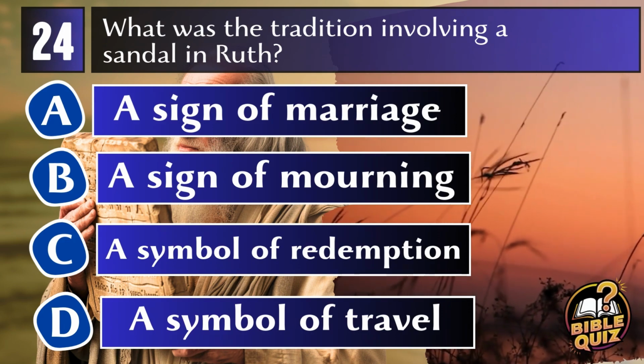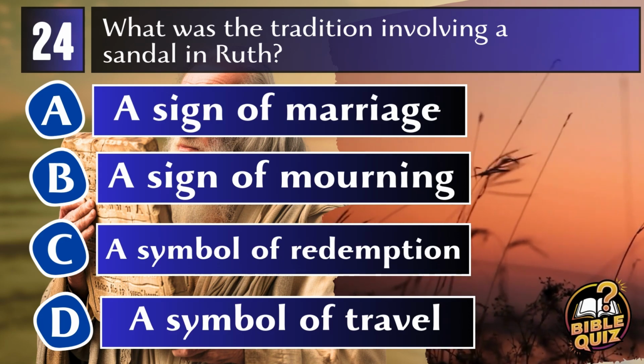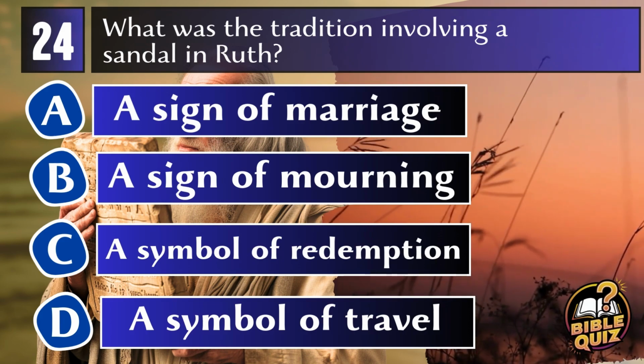Question 24. What was the tradition mentioned in Ruth involving a sandal? A. A sign of marriage. B. A sign of mourning. C. A symbol of redemption. D. A symbol of travel.